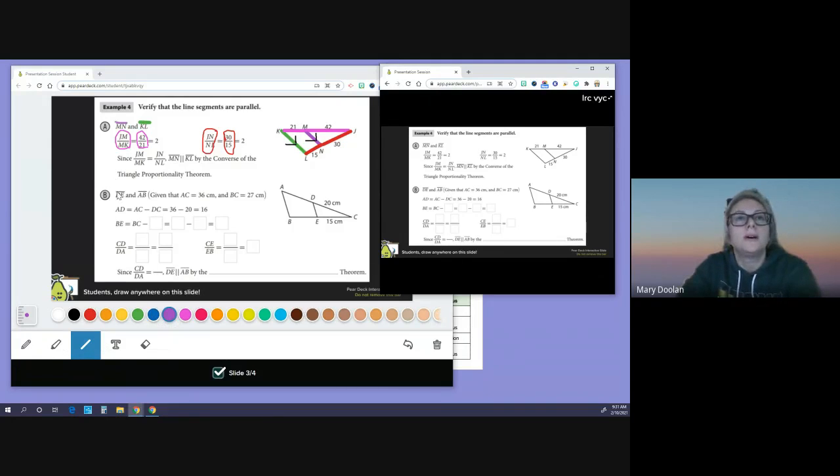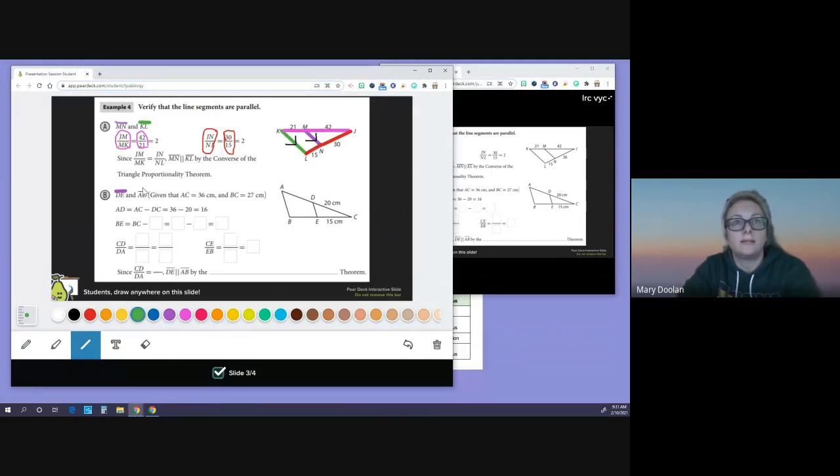All right, so anyhow, now we're going to show that DE and AB are parallel. If I'm looking at the picture over here, here is DE and AB is here. We want to show that these two line segments are in fact parallel, and we can do that with the converse of the triangle proportionality theorem. If I can create a proportion with the four segments, then I can say that they are in fact two parallel segments.